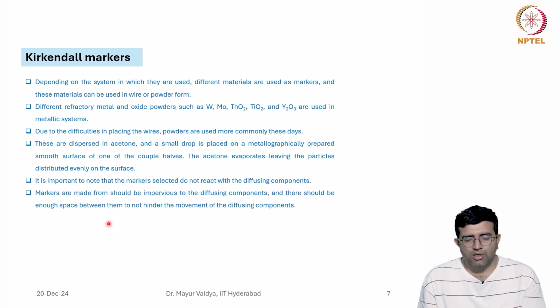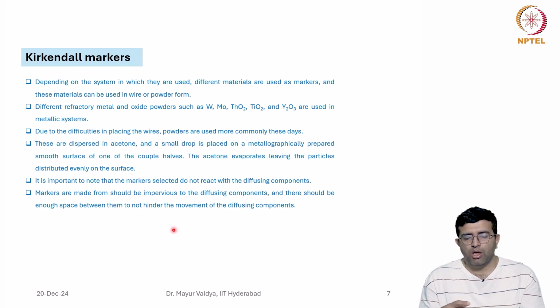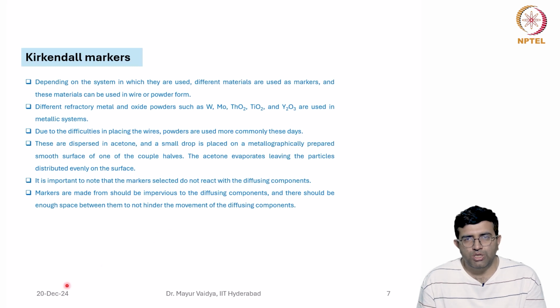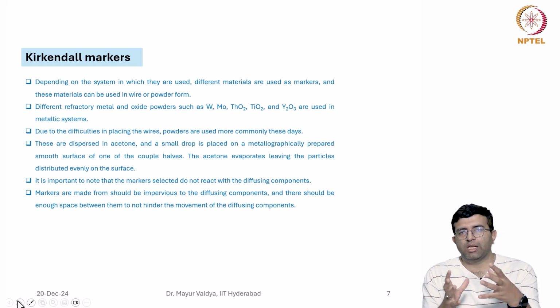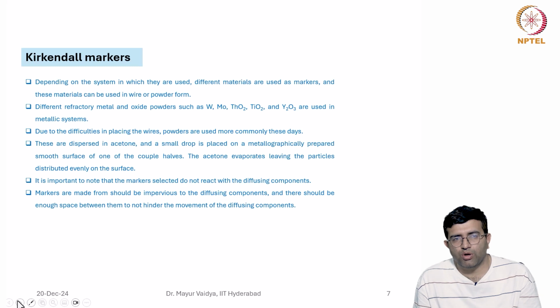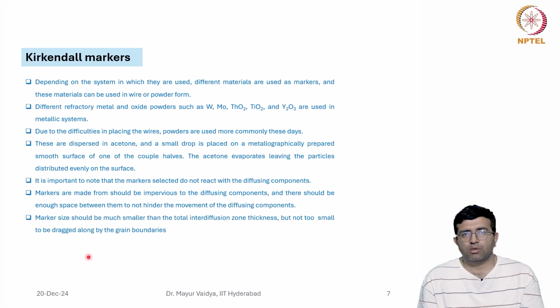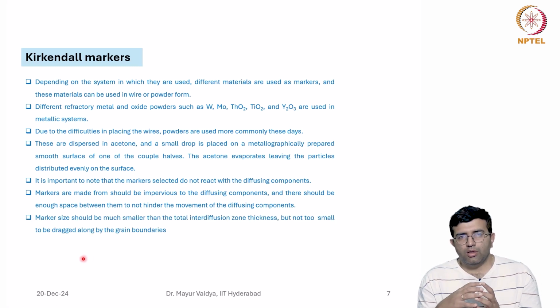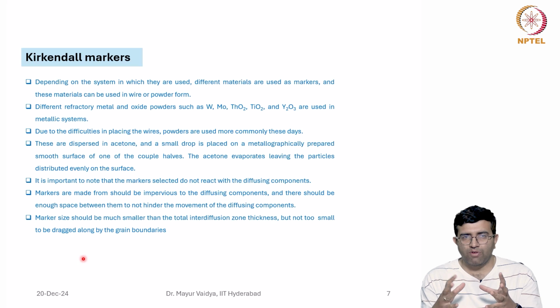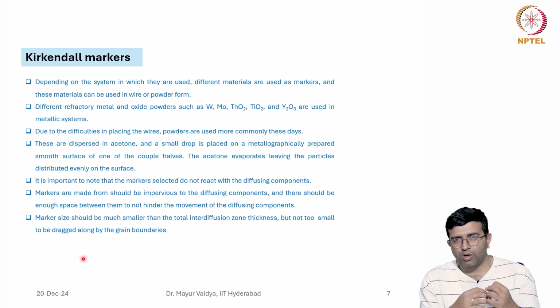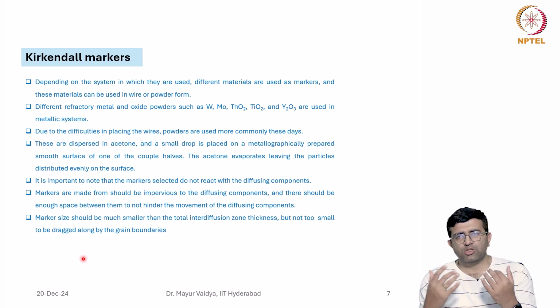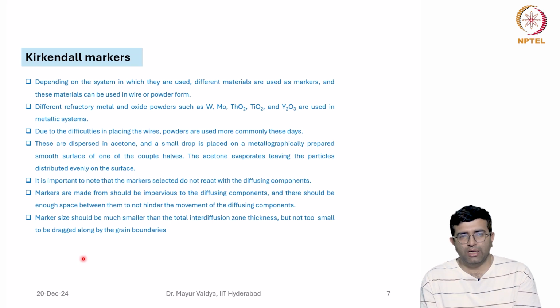The markers are made from a material which should be impervious to the diffusing components, and there should be enough space between them not to hinder the movement of the diffusing components. It should not be so bulky that the atoms cannot move across the interface, but at the same time it should not be so small that they are dragged along by the grain boundaries themselves. So, you should have an appropriate size. It should be much smaller than the interdiffusion zone thickness, but not so small that it is dragged along.